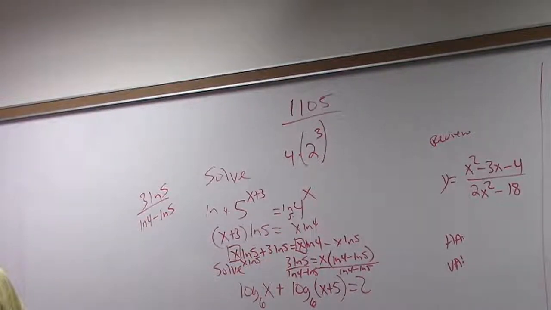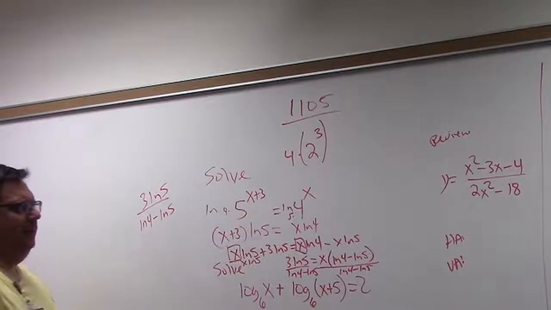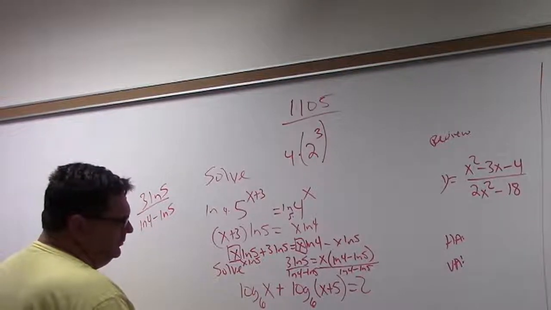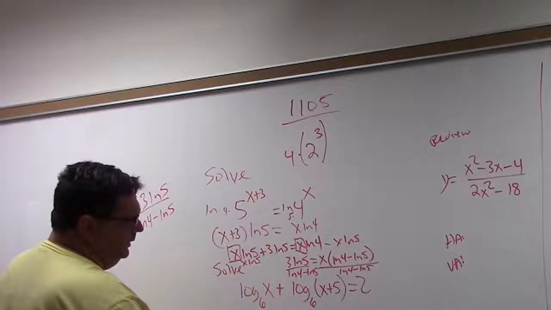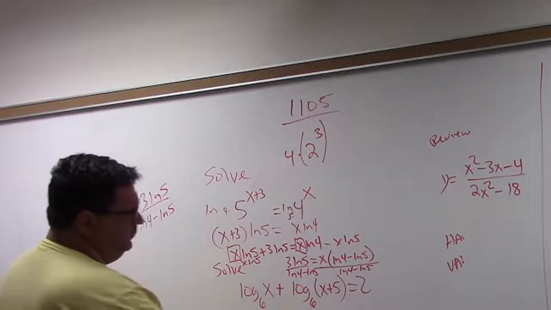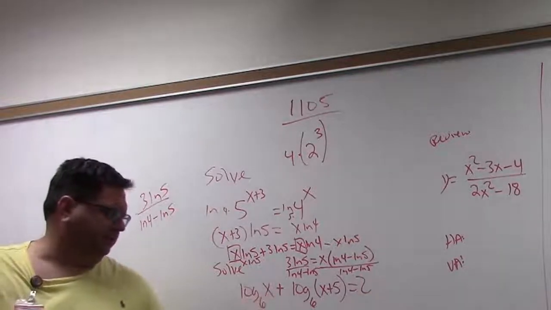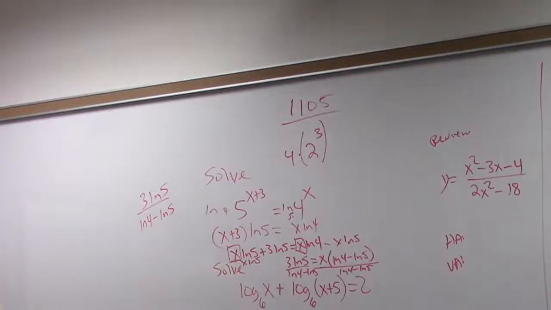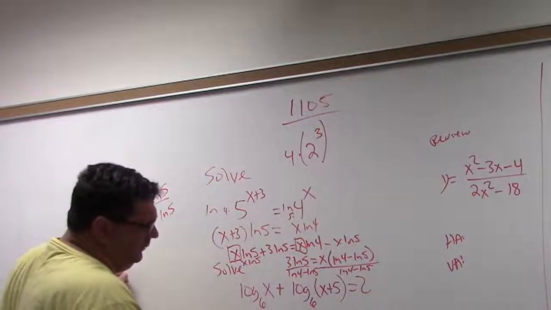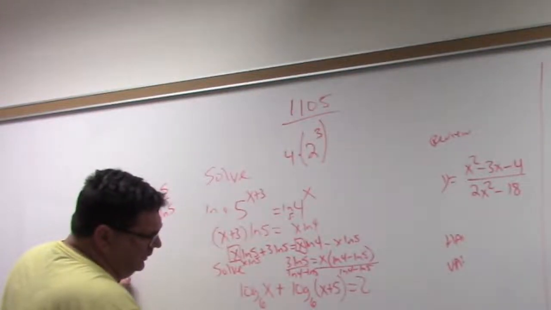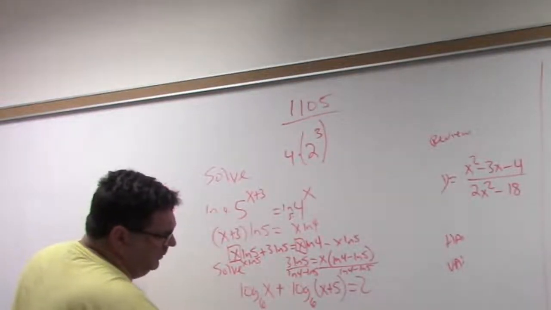All right. Now with this one, we're going to use properties of logarithms. Log 6 x times x plus 5 equals 2. Right? Because the property says if you have addition, that's multiplication. If you have a subtraction, that's division. So now we have 6 raised to the second equals x squared plus 5x.